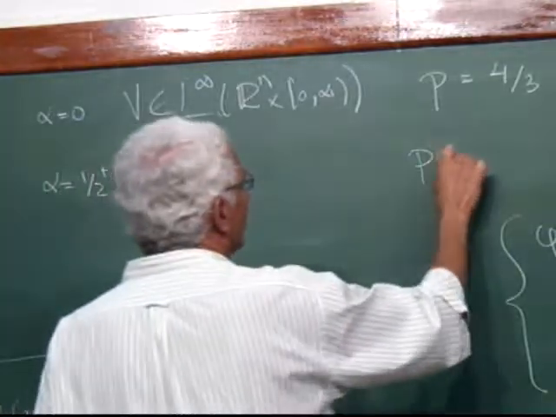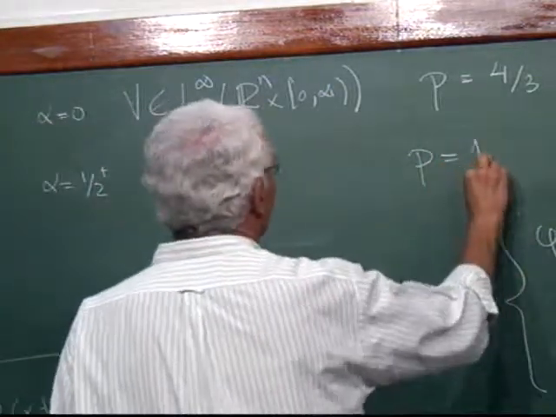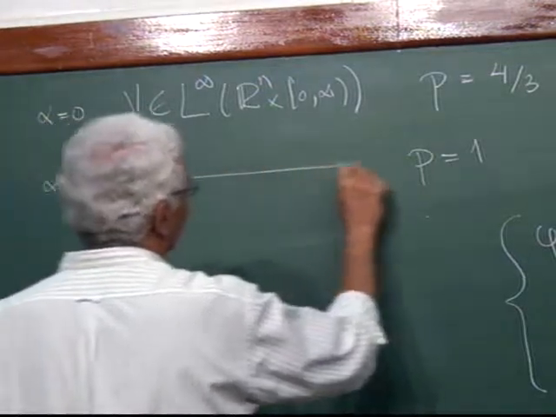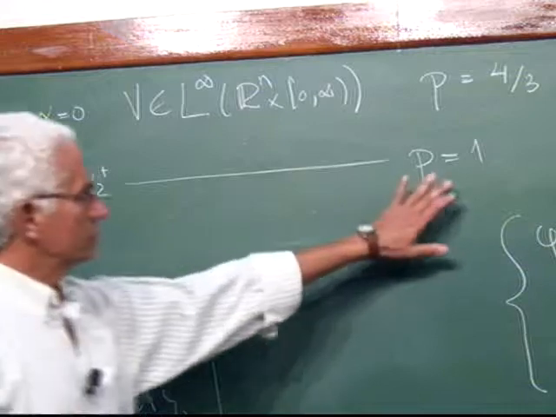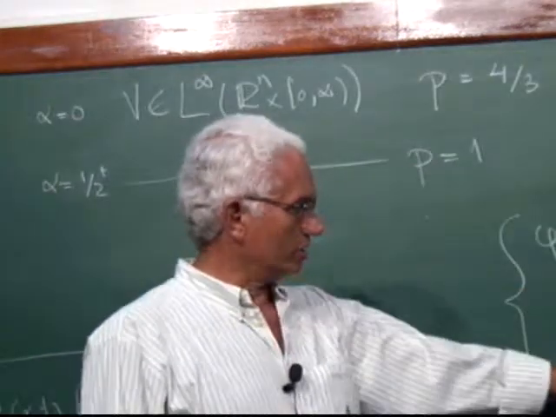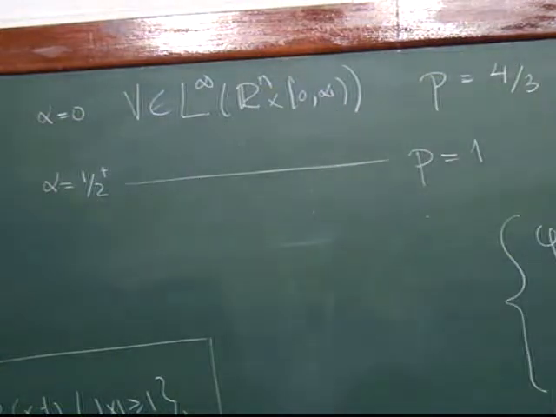you need that P is equal to 1. And this is true also. You can prove that. But what do you mean P to 1? I mean, you cannot put P equal to 1 because you need the convexity. Okay, then what do you choose if P is equal to 1?